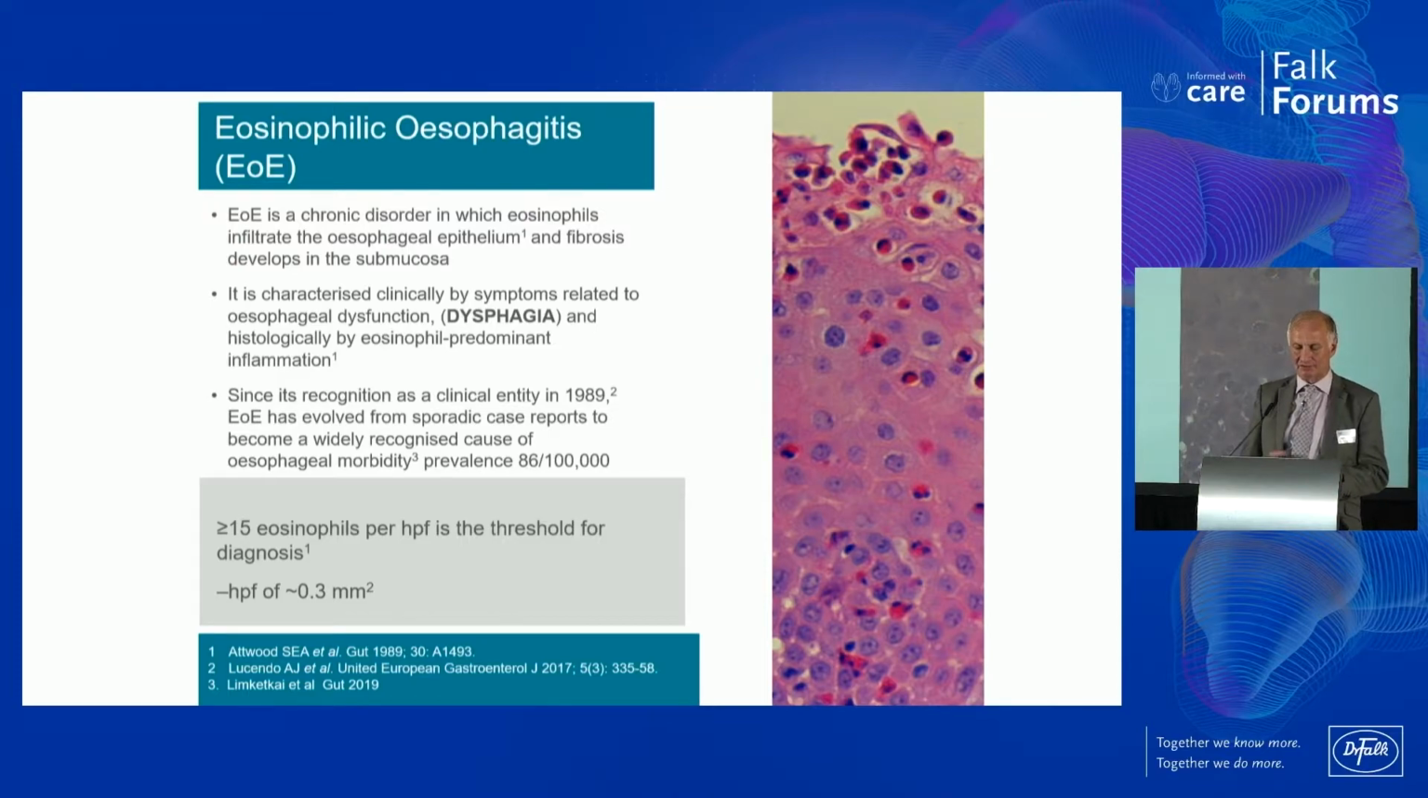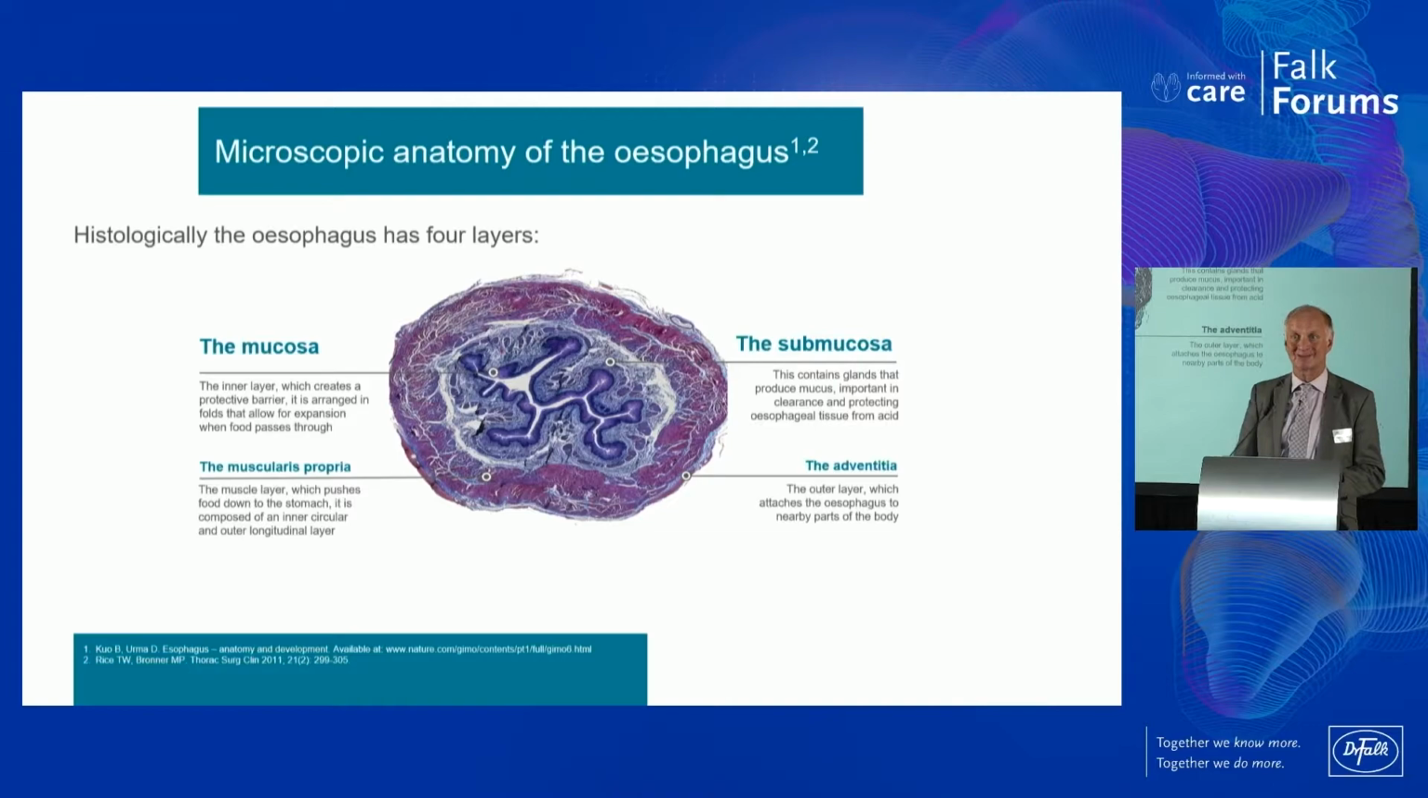Since its original description, EOE was regarded as a rare disease, but now it is relatively common with a prevalence of 86 per 100,000, and it is in fact the commonest diagnosis if you send somebody for endoscopy and biopsy for dysphagia. 25% of those patients are found to have EOE, so it is now a relatively common disease and becoming commoner. I just want to focus your attention on what the esophagus looks like, just to get some understanding about what happens in EOE.